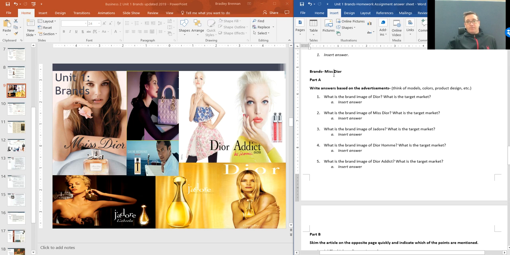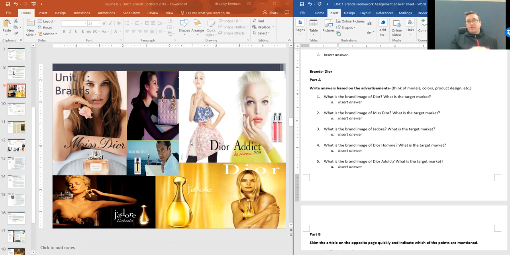Well, Dior definitely has a brand image. Dior is kind of like the flagship of the brand, and then there's like an umbrella that covers many other brands that are underneath the main Dior brand. So this is the brand stretching again. We have Miss Dior, we have Dior Addict, Dior Homme, and J'adore. So all of these are different Dior brands, but they all have a very different target market.